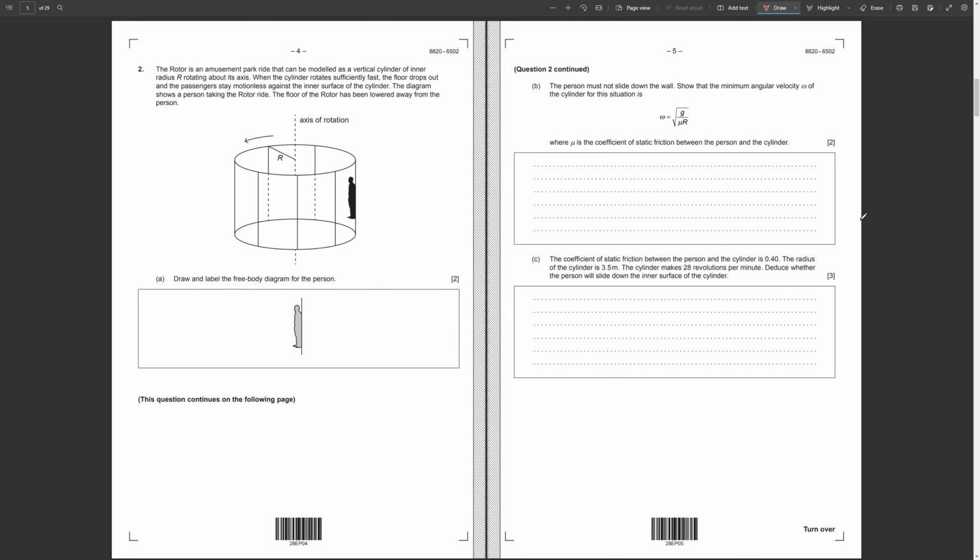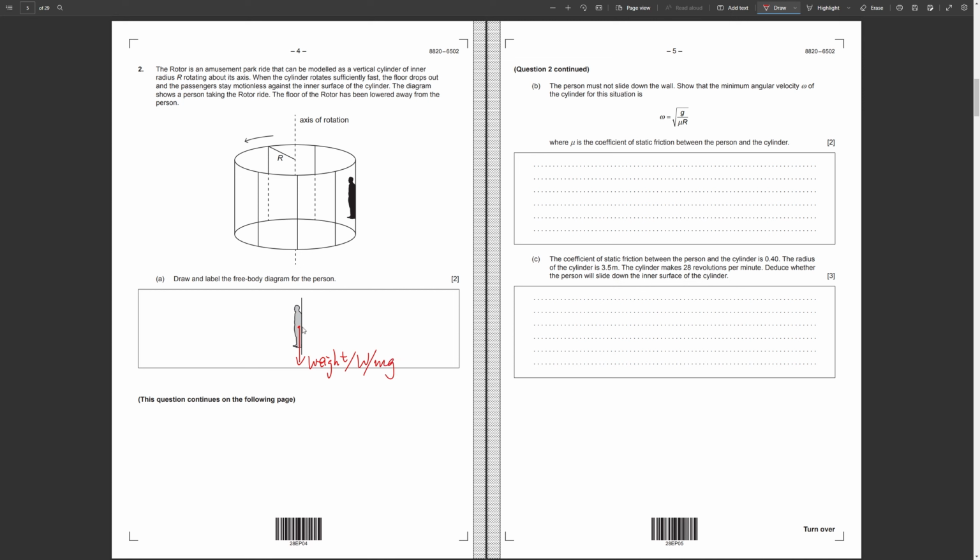Question 2, circular motion. Here we have a person in a ride known as the Rotor. The Rotor is a spinning ride. As it speeds up, the floor starts to drop out, and the passenger will have his feet off the ground. What are the forces acting on the person? Firstly, there must be a downward weight starting from the center of mass. You may label this one as weight. Also, you can label it as W or mg.